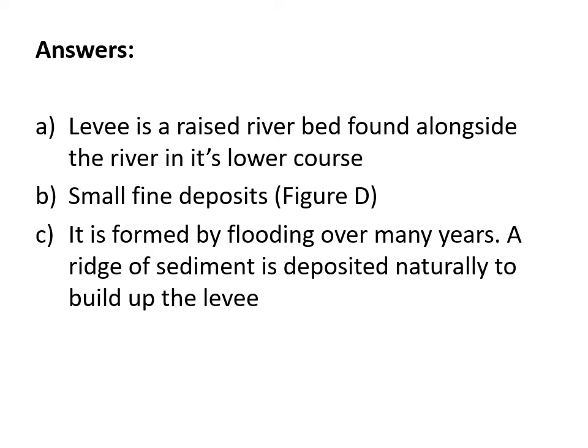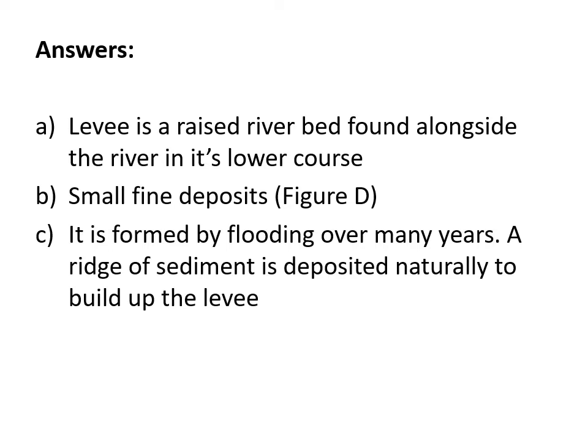Okay, some answers. So what is a levee? It's a raised riverbed found alongside the river in its lower course. B, it's made of small fine deposits, the same small deposits that we talked about previously on the floodplain, but it's formed by flooding over many years, many repeated floods. And a ridge of sediment is deposited naturally to build up the levee. As the coarser, slightly larger sediments, and when I say slightly larger, I mean in comparison to the other small sediments. These are all still small sediments. I'm not talking about boulders or even pebbles here. I'm talking about very small, very fine, think sand and smaller size sediments.